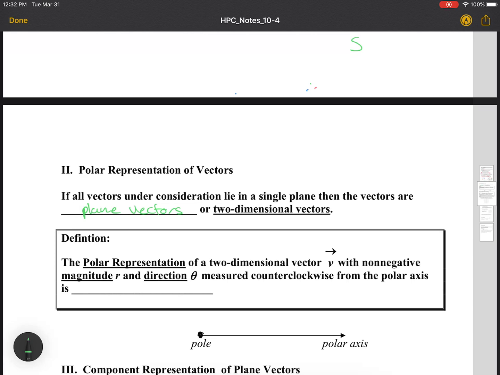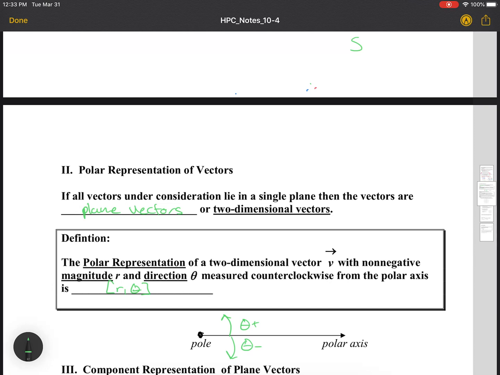The polar representation of a two-dimensional vector v with non-negative magnitude r and directional angle theta, and we're measuring counterclockwise. It's represented the same way we write polar form points. That's the way you represent a vector in polar form. You always start from the polar axis. A positive theta or negative theta tells you which direction you go around.